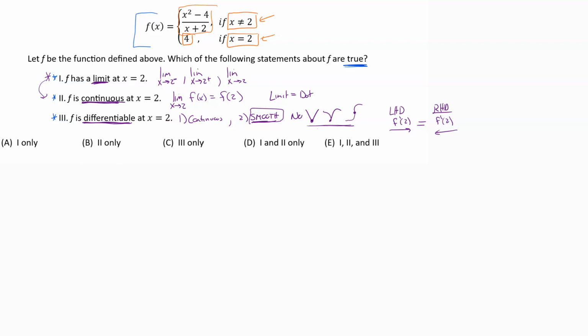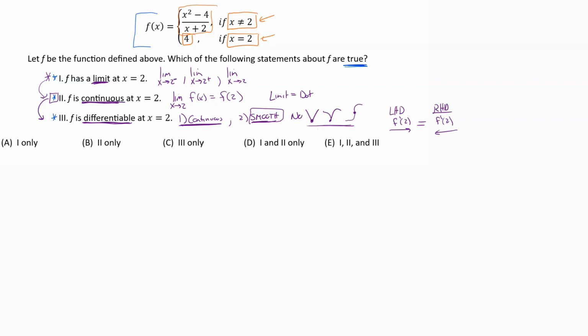Again, like we saw with 1 and 2, 1 leads into 2. Well, because in order for something to be differentiable, it has to be continuous, the answer to 2 can quickly tell us if we even need to worry about 3, right? If it's not continuous, if it fails number 2, then there's no way it could be number 3.